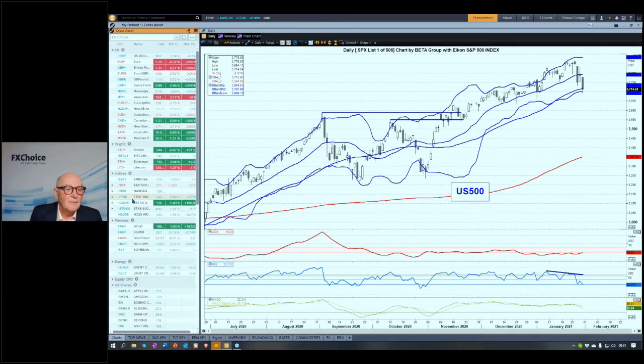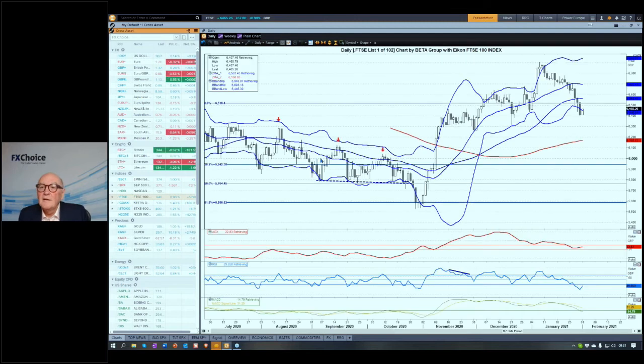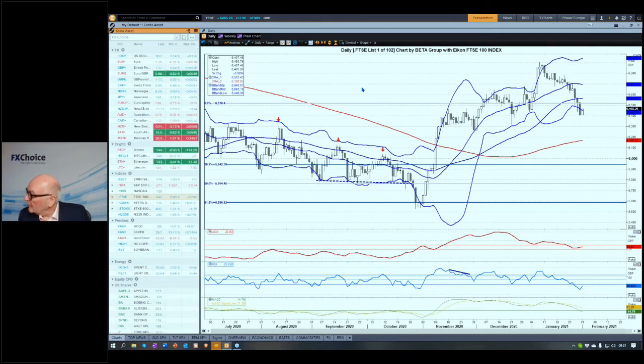The FTSE is being battered, and it's suffering with mining and banks, particularly the mining sector, and it's come down to a major area of support.